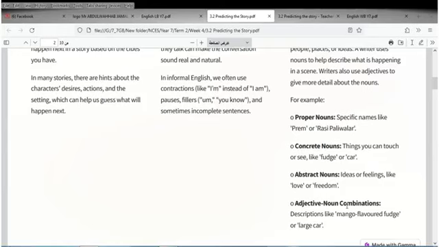When we have an adjective-noun combination, you are using an adjective and a noun in order to reflect or connote something. There are descriptions like mango-flavored fudge, large cars. These are combinations of adjective-noun phrases, and they are particularly important in describing or talking about something specific.